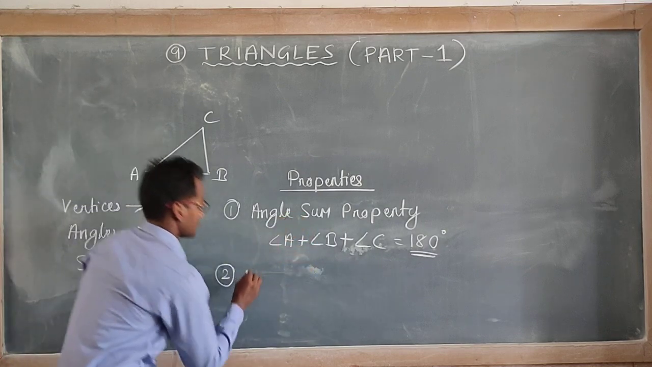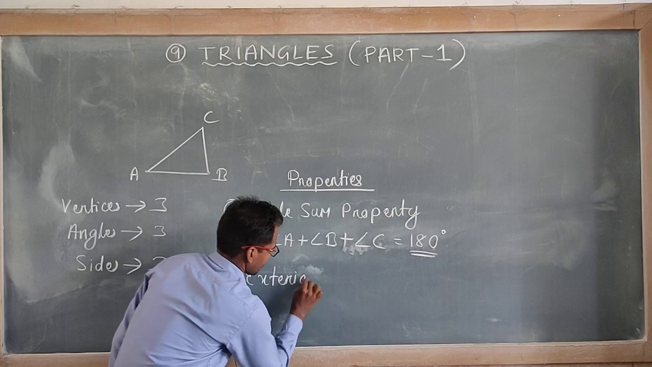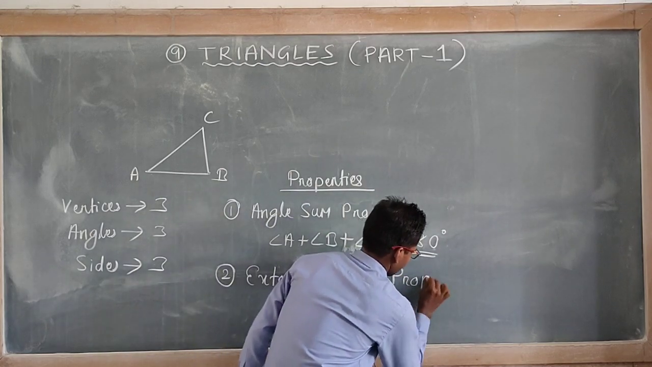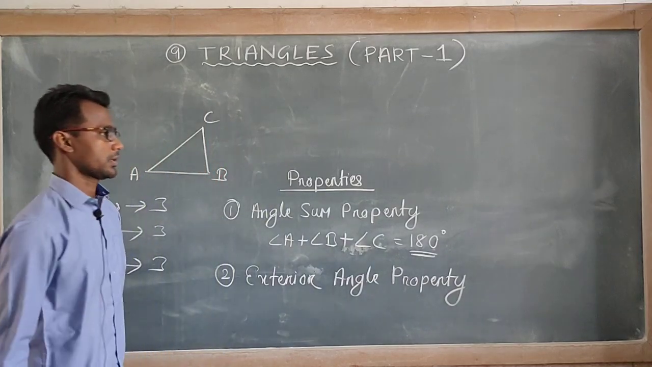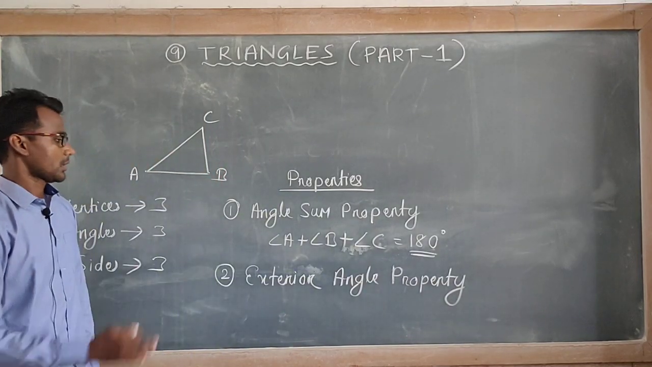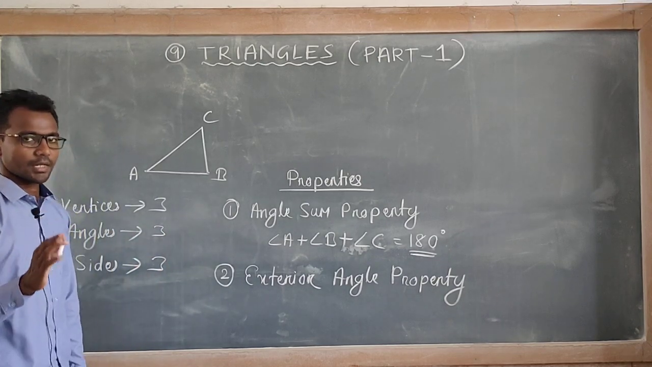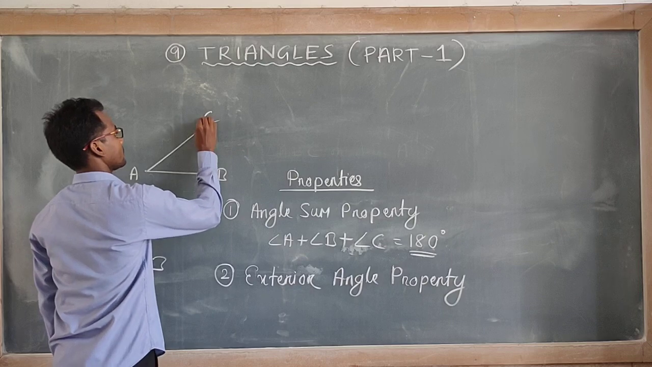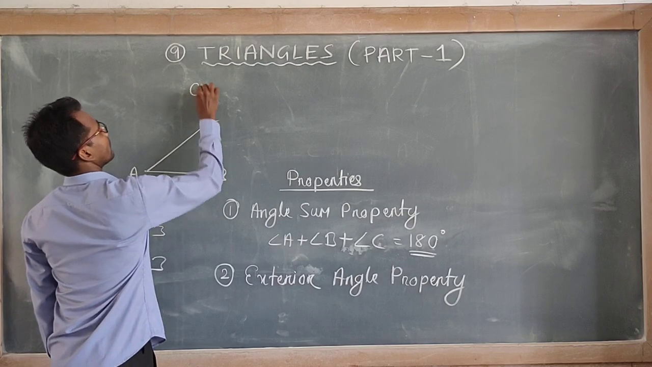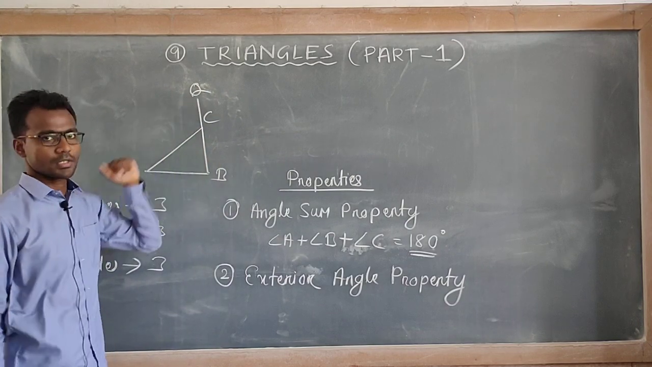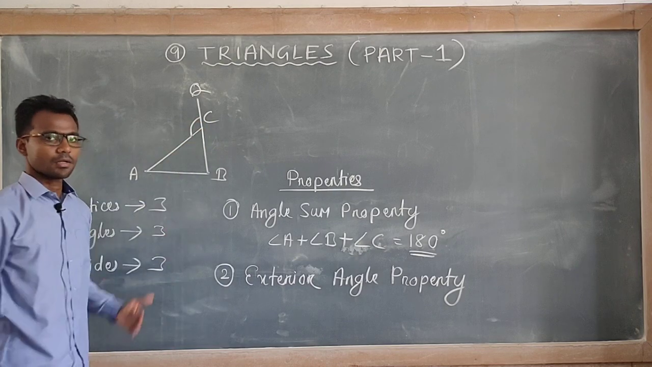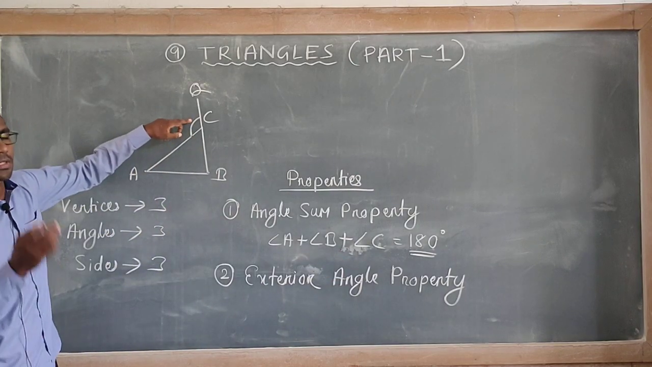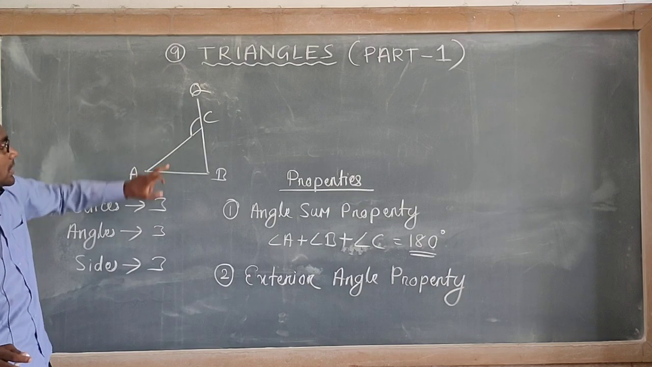Number 2 property we have is the exterior angle property. Now what is this exterior angle property? We will get an exterior angle if we produce any side of this triangle. Suppose I produce side BC to point Q. Now this angle which I get outside the triangle is called the exterior angle. According to the exterior angle property, this angle will be equal to the sum of the interior opposite angles, means this angle is equal to angle A plus angle B.